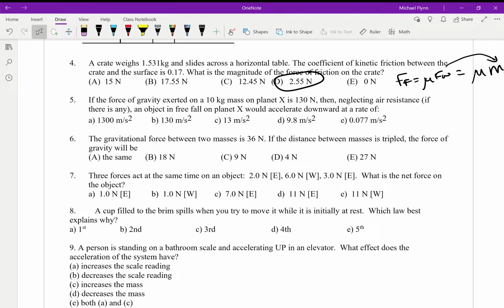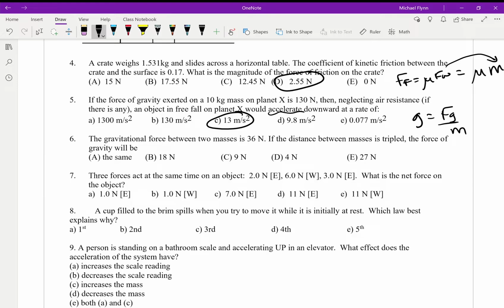The force of gravity on a 10 kilogram mass is 130 newtons. What was the acceleration of the mass? Well, g is just equal to the force of gravity divided by mass. So it's 130 divided by 10, which is 13.